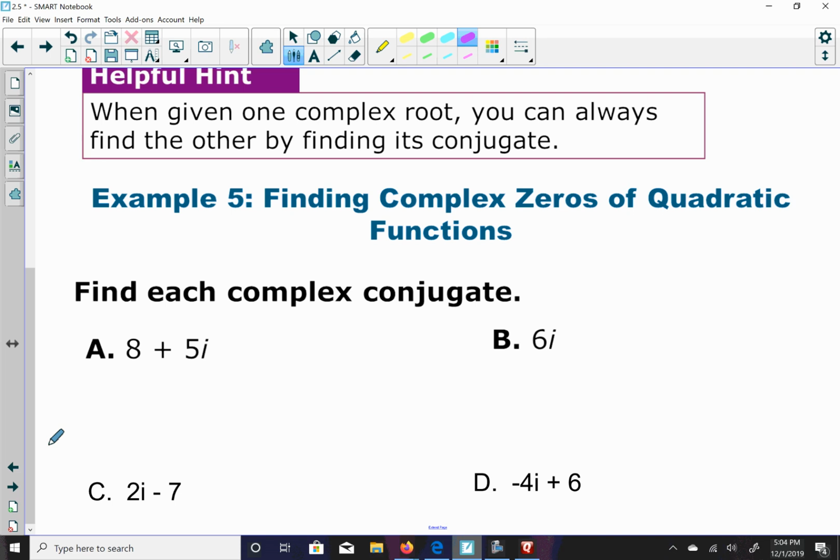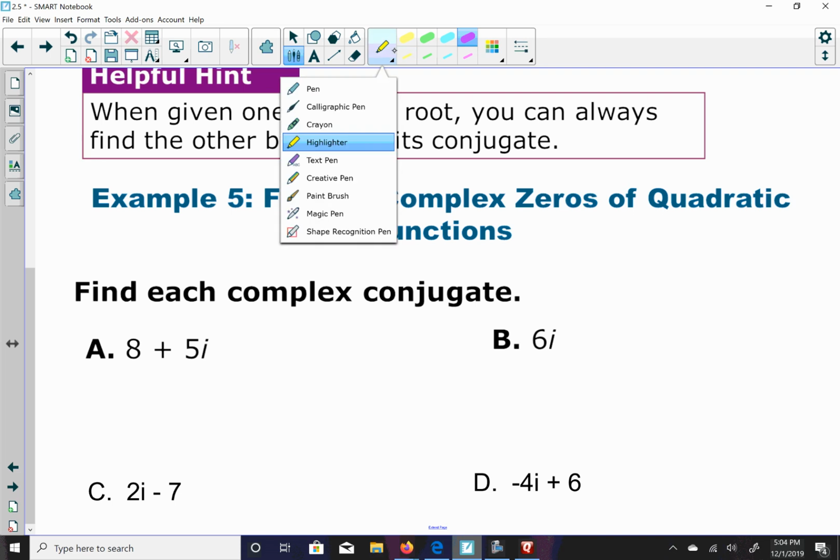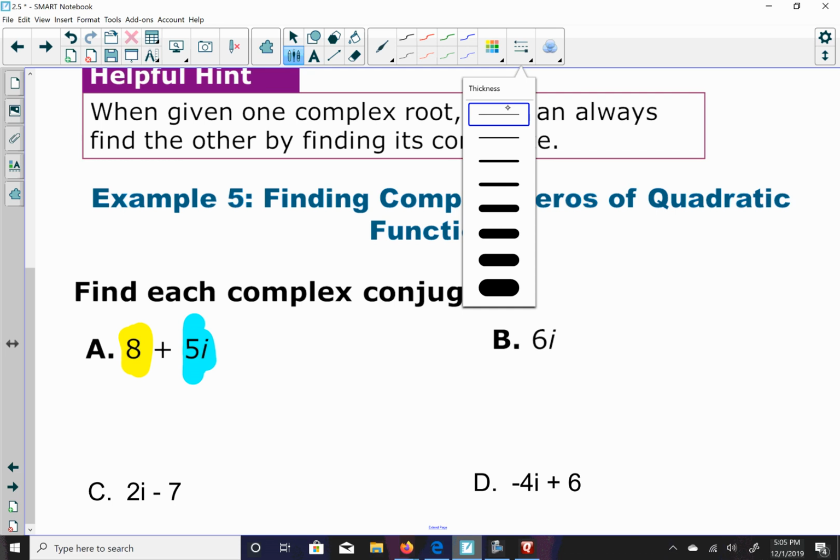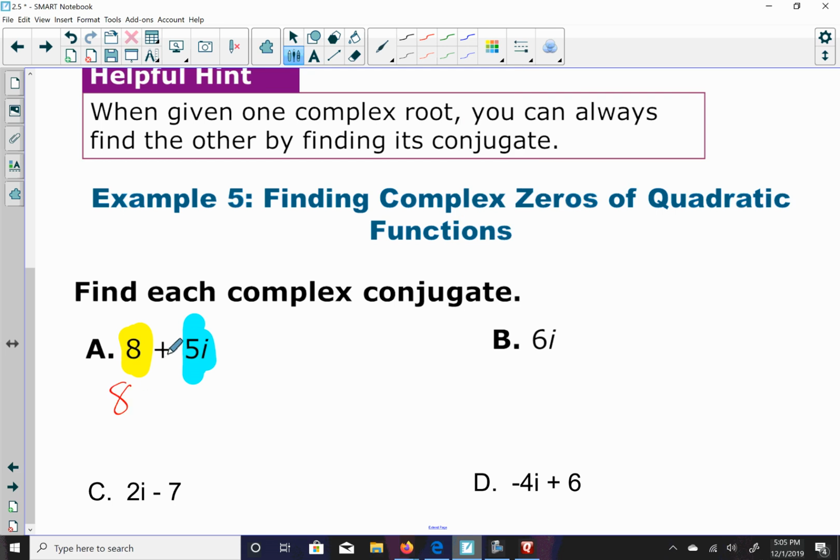Notice it is written in what I call standard form. By standard form, I mean the real part is first and the imaginary part is second, and it has to be in that order to find the complex conjugate. So when I go to find the conjugate, I'm going to keep my real part as 8, and then change this plus sign to a minus sign, and 5i. These two are complex conjugates of each other.